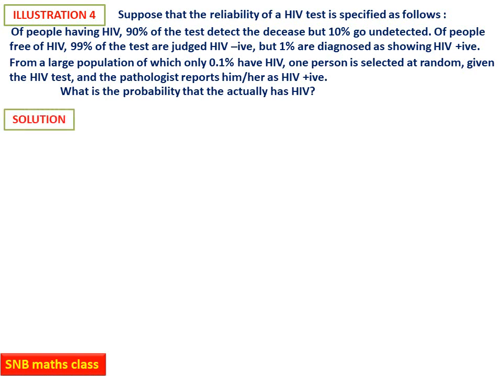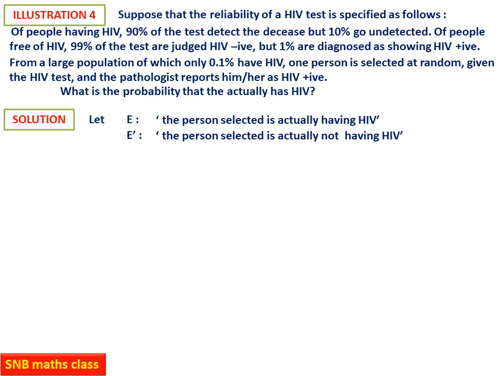Don't worry. First, let us list all the events. Then the problem becomes very simple. Now let us define like this. Let E mean the person selected is actually having HIV. Then definitely there are only two possibilities: having HIV, not having HIV. Therefore, the second one is the person selected is actually not having HIV. This is E and E complement. Then A means the person's HIV test is diagnosed positive.